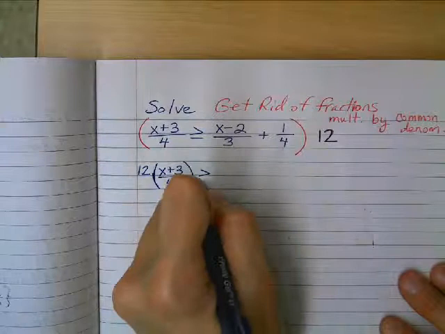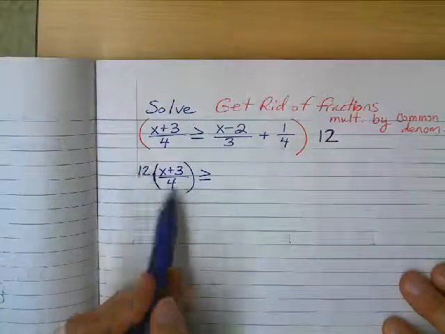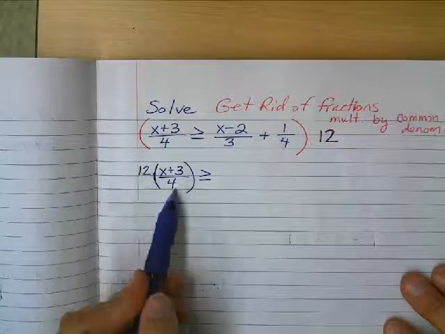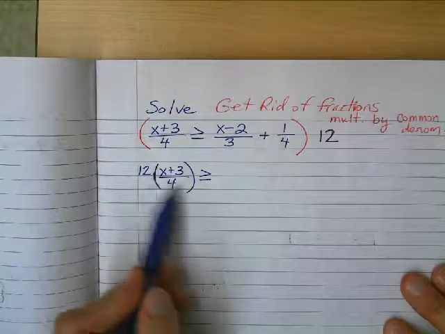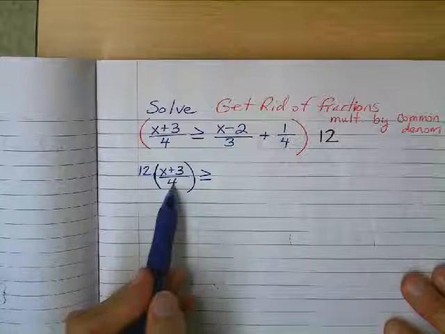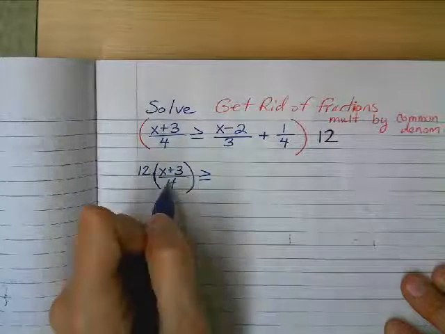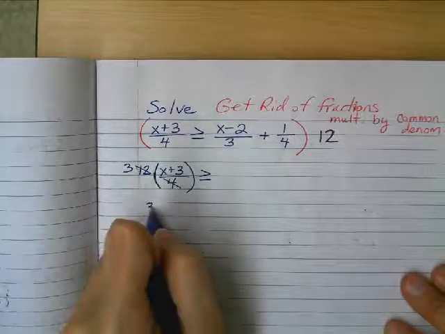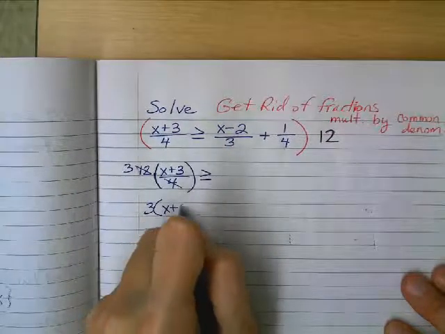You'll get better as you keep practicing these. And when you see the fraction, 4 goes into 12. You're trying to get rid of the fraction. See? So if you times by 12, how many times does 4 go into 12? 3. Yep, cross it out. This will be a 3. See? So it'll be 3 parentheses x plus 3.